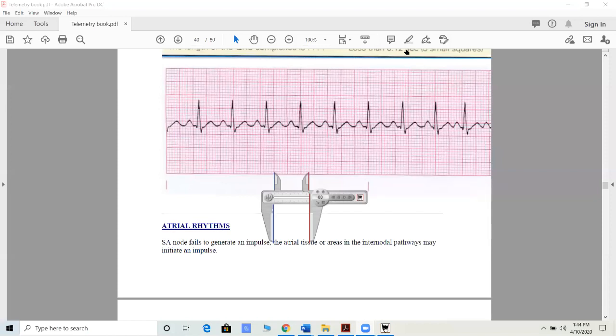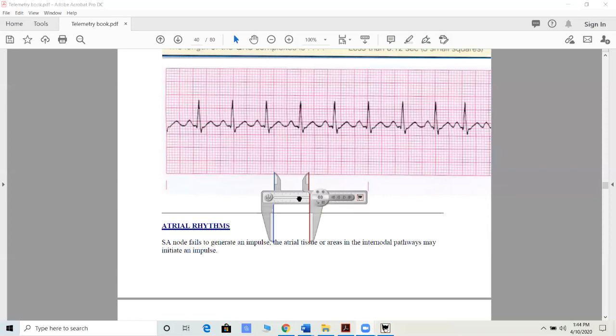So because we have a P wave for every QRS and a QRS for every P wave, we can say that this is sinus tachycardia with a heart rate of approximately 115 to 120, depending on what you came up with. Let's go ahead and measure our QRS.